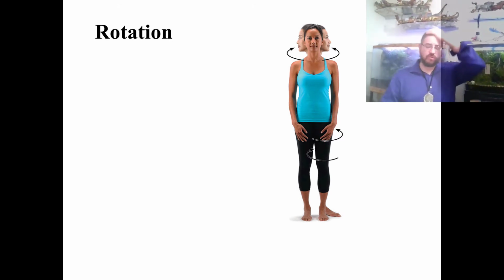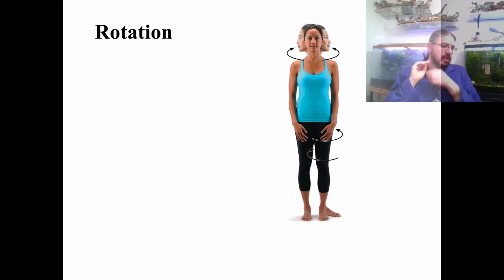Rotation is when you move a joint on its long axis. So here's the long axis and move it side to side. Moving along the long axis instead of the short axis, which would be flexion and extension in my neck. That's the short axis, right? Flexion, extension, hyperextension. Here, rotation on the long axis.